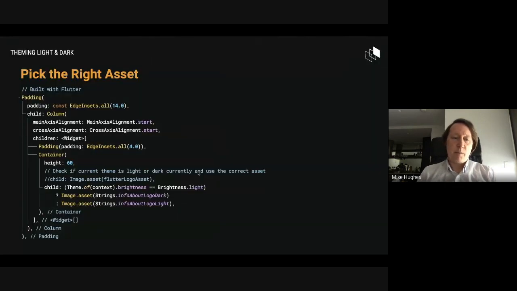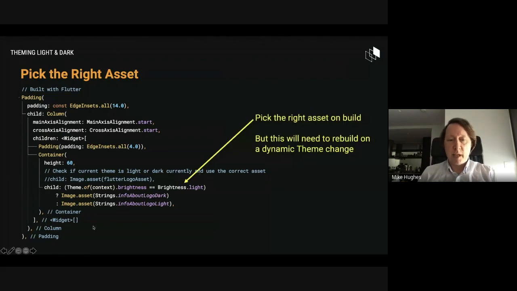Here's some example code. We just use a ternary when we're building this widget to say, if I'm in light mode, use the light version of the asset. If I'm in dark mode, use the dark mode version of the asset.